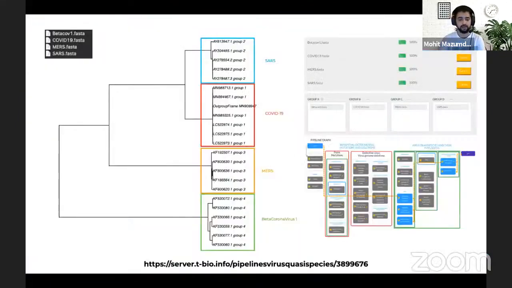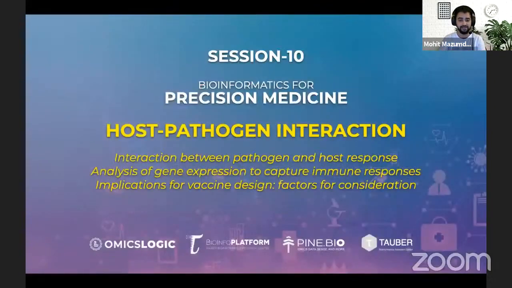As I said, you would be able to do it alongside with us. We will use the TBA Info platform, where we have sections to do this, which is virus quasi species. We'll discuss this and tell you how this is done in session 9. After session 9, the last session, where this entire story comes to a conclusion, we are going to learn about host pathogen interaction.